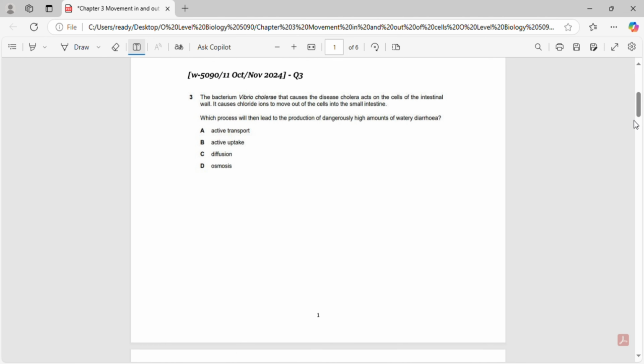Next, let's examine an MCQ related to the mechanism of cholera. The question states that the bacterium Vibrio cholerae, which causes cholera, affects the cells of the intestinal wall by triggering the movement of chloride ions out of these cells and into the small intestine. This leads to a process that results in the excessive production of watery diarrhea.